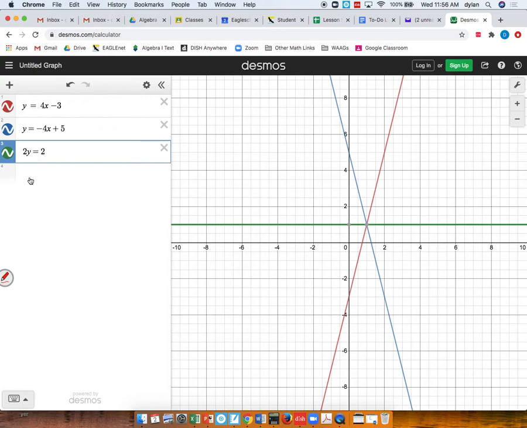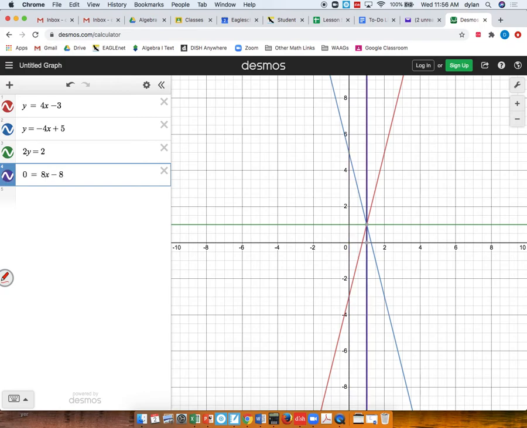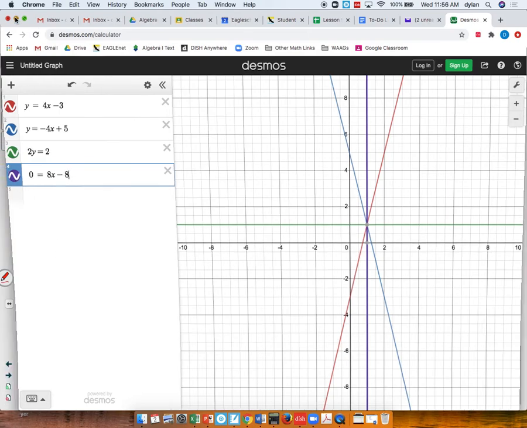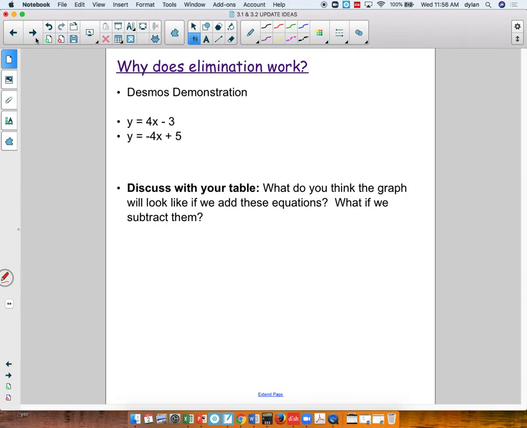And similarly, if we had used elimination to subtract these two functions, the y terms would eliminate themselves. So we'd end up with 0 equals 8x minus 8. And if you think about that, that's eliminating the y terms, which results in a vertical line that also goes through our point of intersection. So the reason elimination actually works is because you're essentially eliminating a variable to create a horizontal or vertical line that goes through the solution point to the system, which I think is actually pretty darn cool.